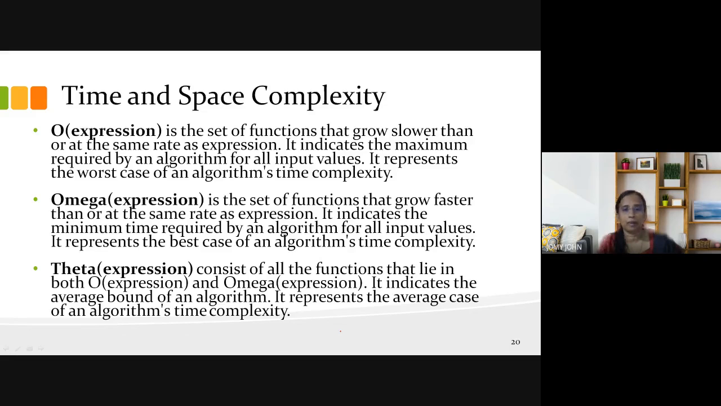We have learned about time complexity. Here, we have specified only time. The same thing is applicable in the case of space complexity also. We can specify the minimum space, maximum space, and average space.